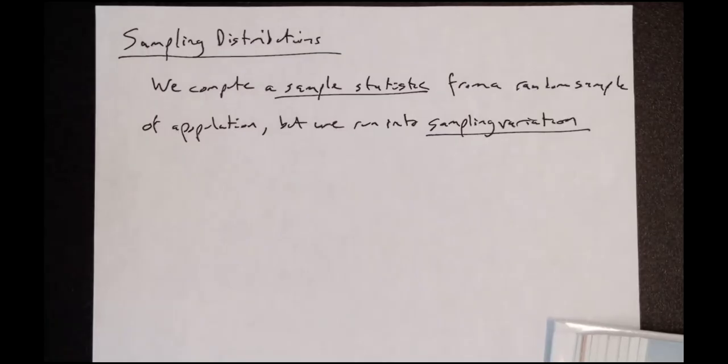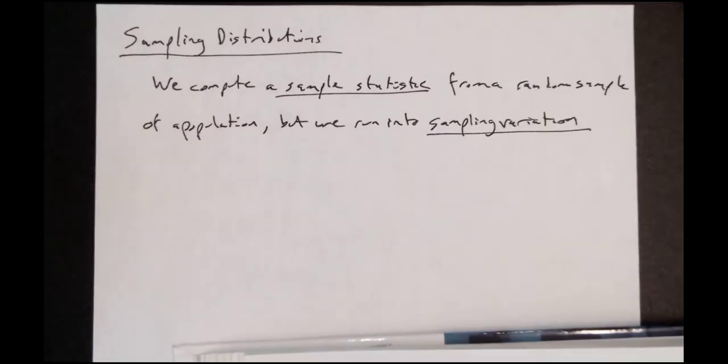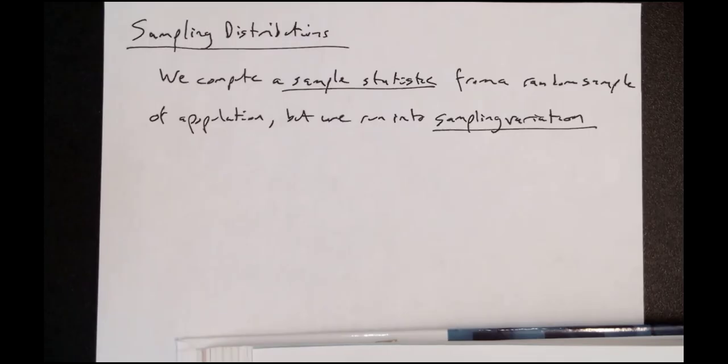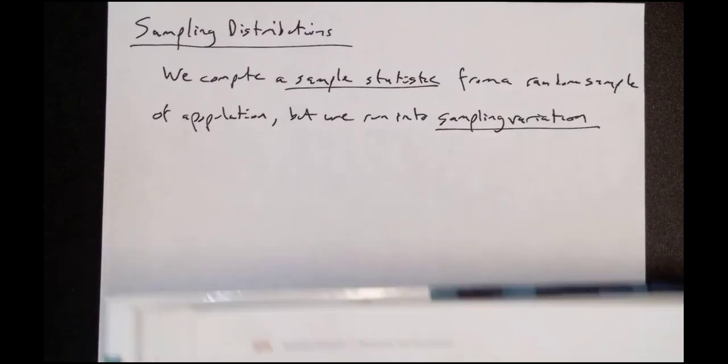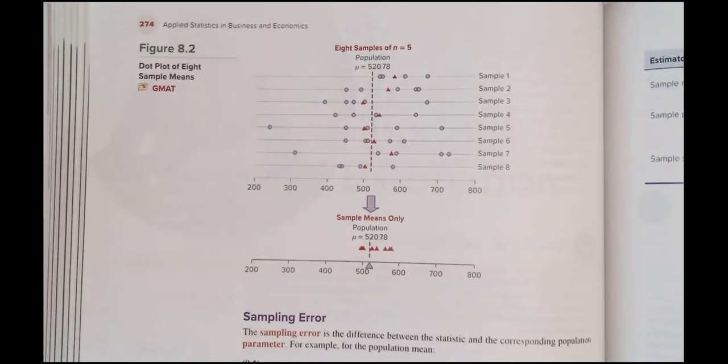So let's suppose I reach into the pile of applicants and I pull 5 of them. And I say, okay, what's the average score for these 5 people? Throw those back in the pile, stir the pile up, pull another 5. What's the average score for these 5 people? I can do this over and over and over again. So the mean for the whole group was given. It's 520.78.